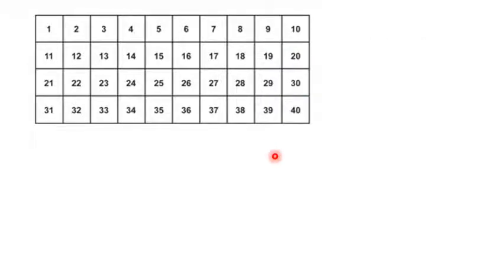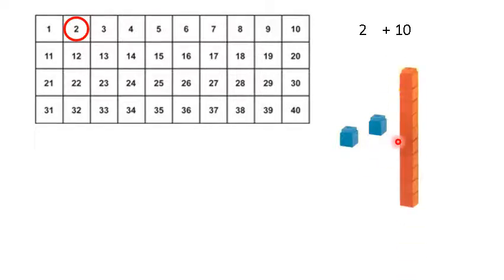And now for our last example, let's use 2 here. So 2. Do we put 2 rods or 2 blue blocks? What do you think? Yeah, that's right. 2 is 2 blue blocks. And if I add 10, I add 1 rod, because we have 10, and 2 plus 10 equals 12. And that's our answer, 2 plus 10 equals 12.